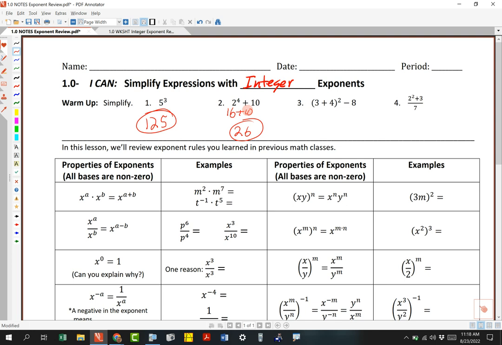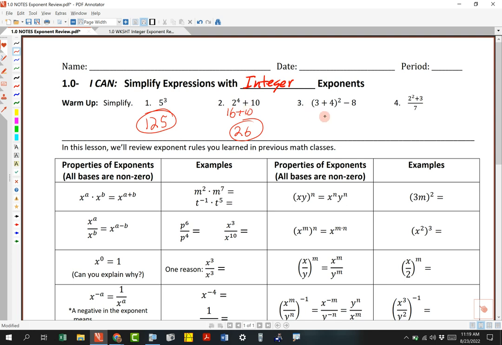Can somebody help them out? What math rule tells us we've got to do the exponent before addition? Samara? Okay, PEMDAS. Okay, the order of operations. We do parentheses, no parentheses. We don't have to simplify anything in parentheses. We do exponents. Take care of that exponent. We get a 16, then we do the addition.